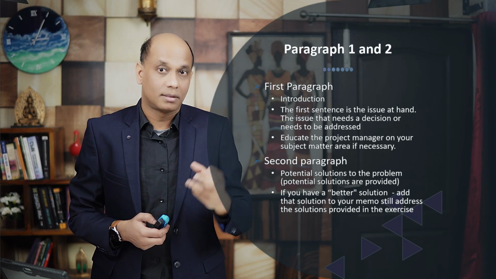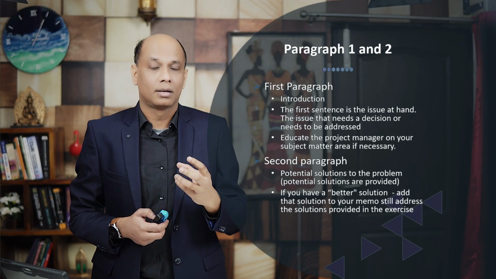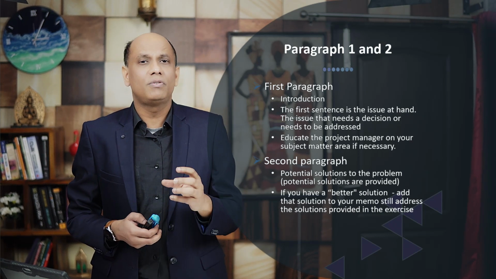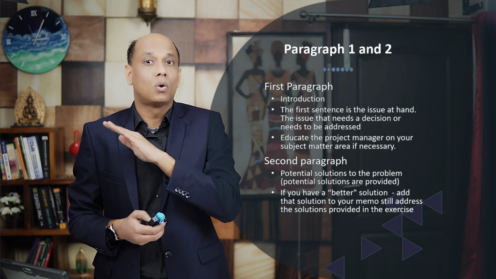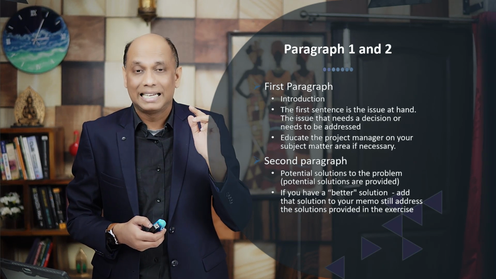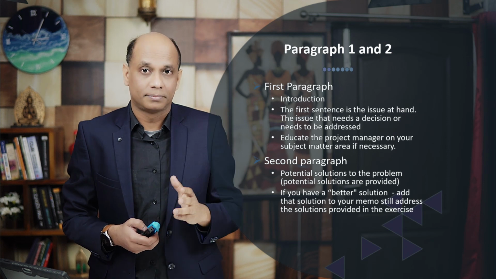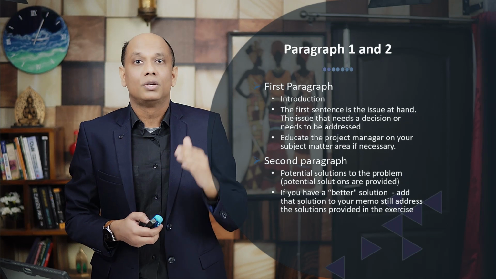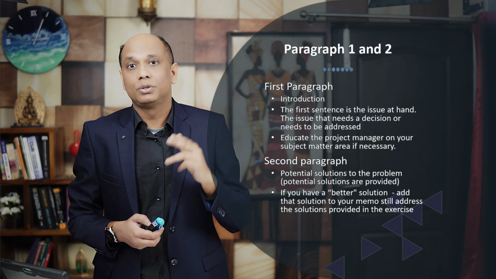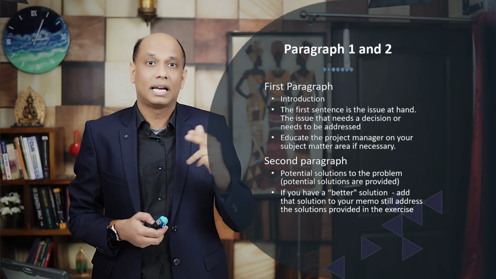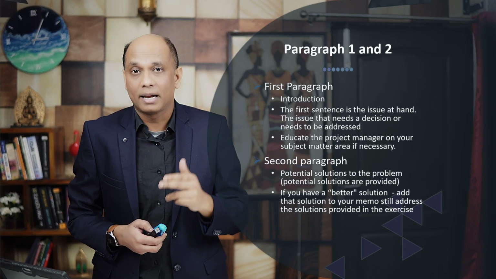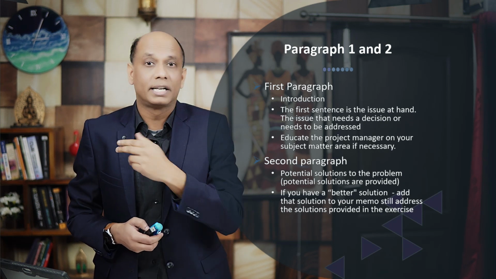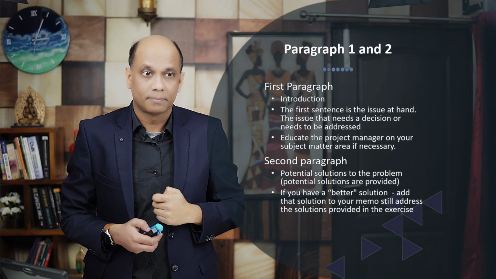You may pick the potential solution from the problem statement of the memo itself. But if you have a better solution, there is no reason not to propose it. Add your solution, and obviously if it is a better solution, you are going to have to use the data that you have in your analysis in context to explain why your solution is better than any of the solutions offered in the memo problem, right?